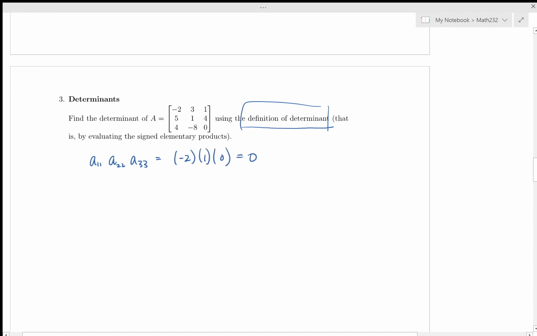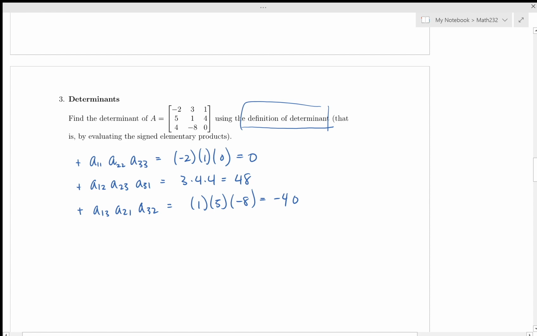Okay, so that is 0. That's my first signed elementary product. I'm going to be going through them all like this. I'm just going to emphasize that these are the positive ones. So I have the even permutations: 3 times 4 times 4, which is 16 times 3, I got 48. And then I have A13, A21, A32, and when I plugged in the numbers for that, I got 1, 5, minus 8, that's minus 40.